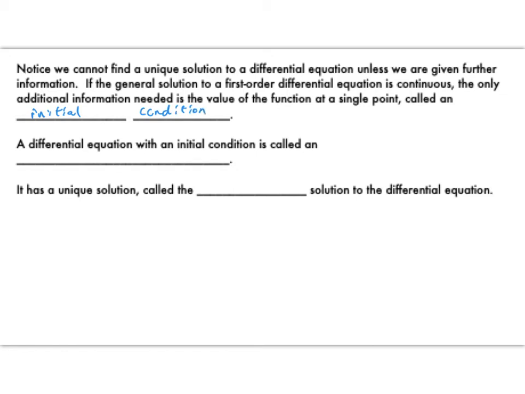So if I give you an initial condition along with a differential equation, then we'll be able to find what that mysterious c is. And a differential equation with an initial condition is called an initial value problem.